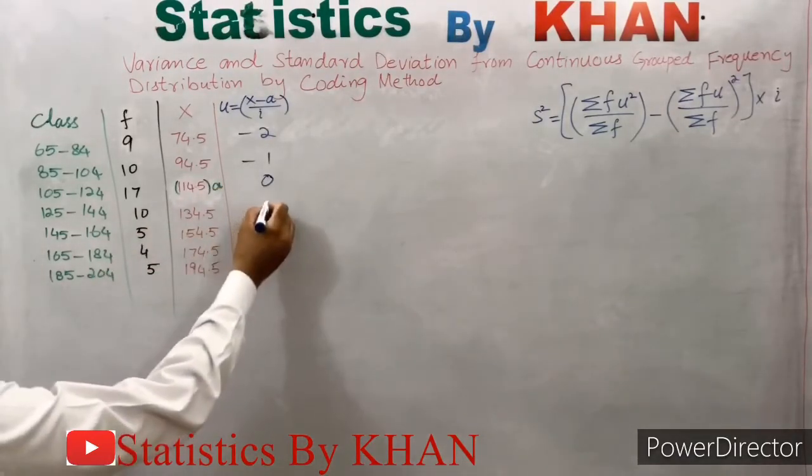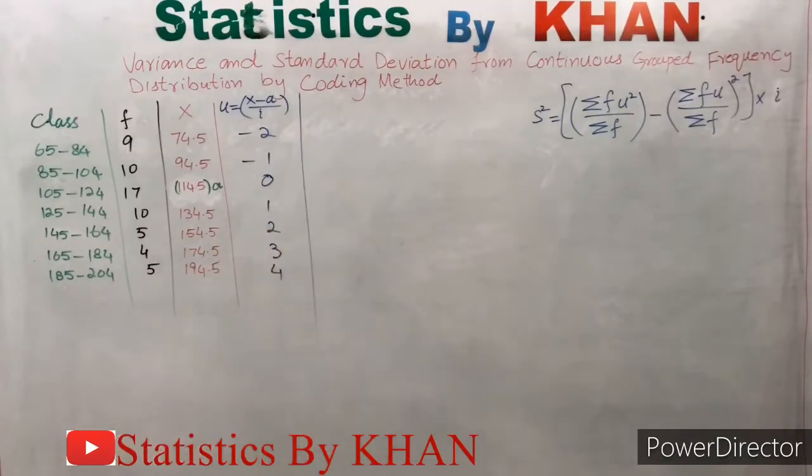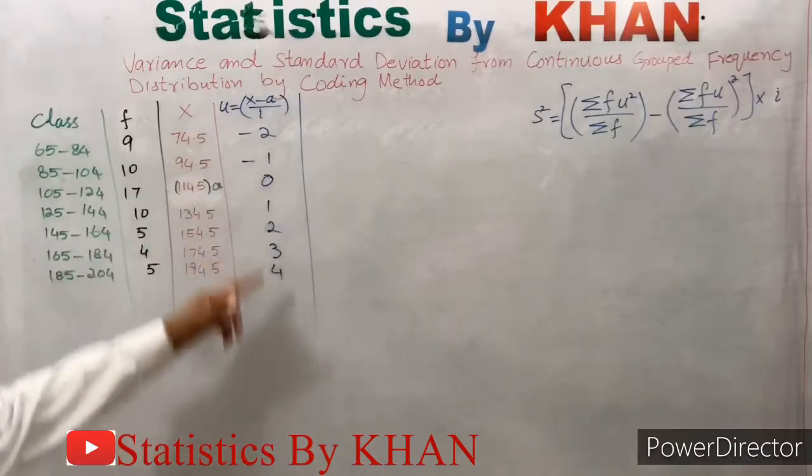Similarly, from this we will get 1, from this we will get 2, from this we will get 3, and from this we will get 4. So now this is the u column. These are the values of u.